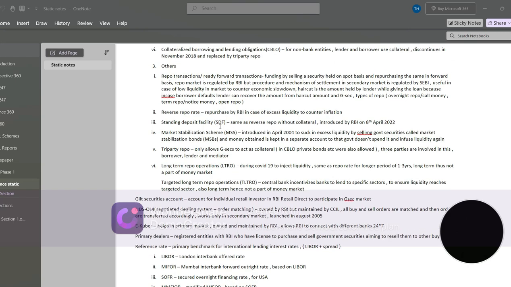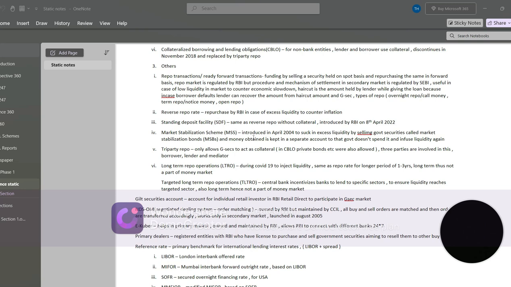Third is standing deposit facility (SDF). This is the same as reverse repo, but this happens without any collateral, and this was introduced by RBI on 8th April 2022. Fourth is Market Stabilization Scheme (MSS).